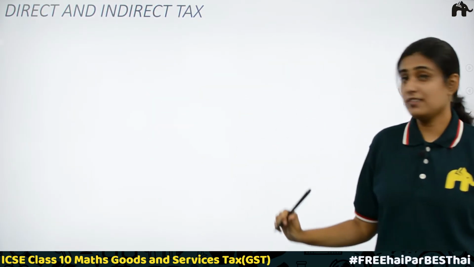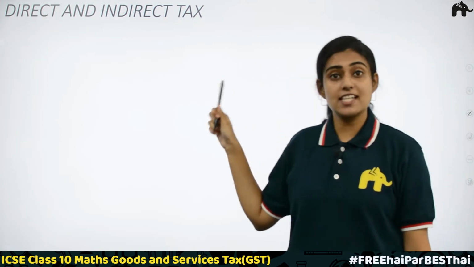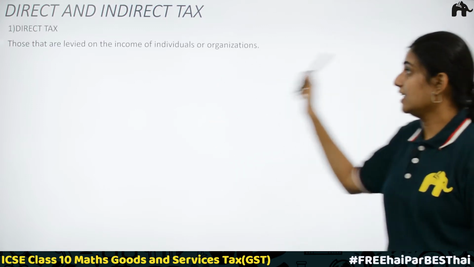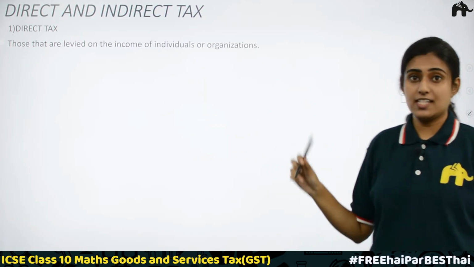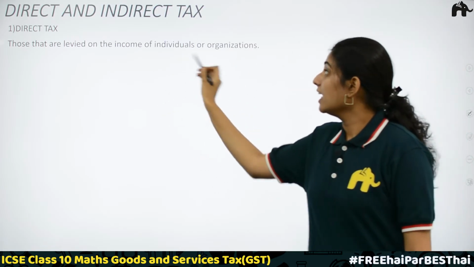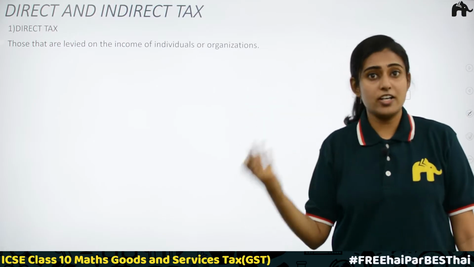There are two types of taxes. One is a direct tax and the second is indirect tax. Direct taxes are those that are levied on the income of individuals or organizations. That is, it depends on the income of the individual or an organization.